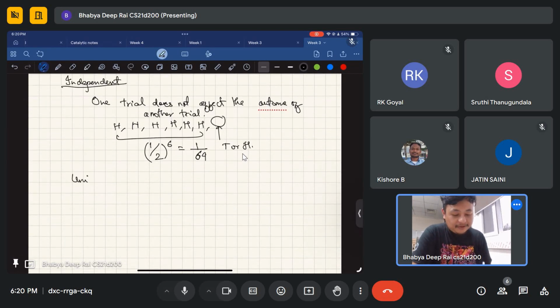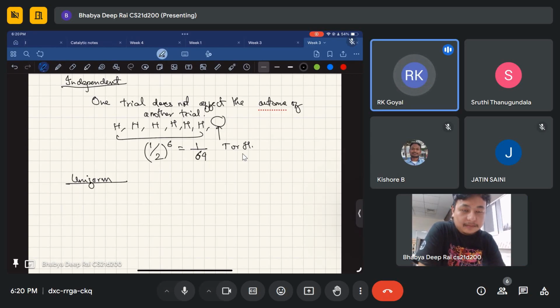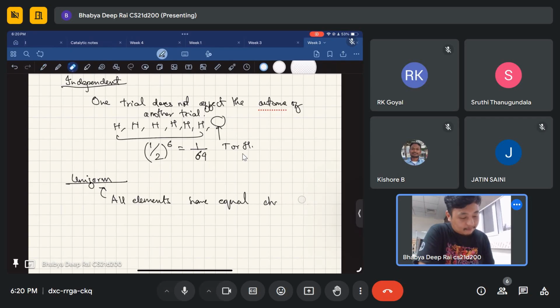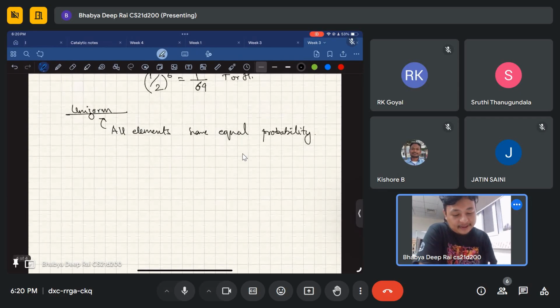And finally, I want to talk about what is called uniform. What is meant by uniform? Any idea? So what does it mean when I say pick an item from a set uniformly at random? All are having equal chances of getting selected. Exactly. Uniform means all elements have equal chances, equal probability. This is what is called a uniform distribution.